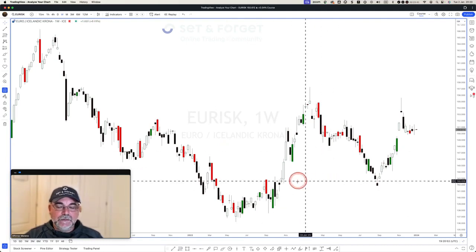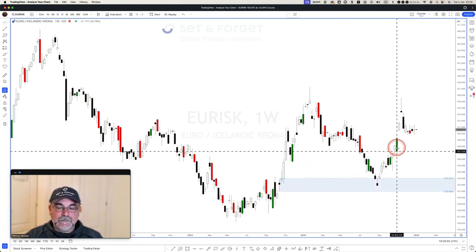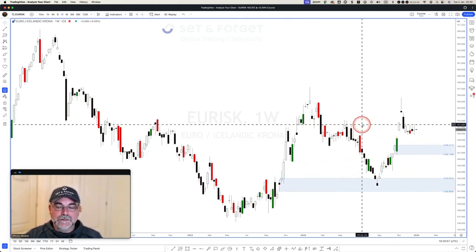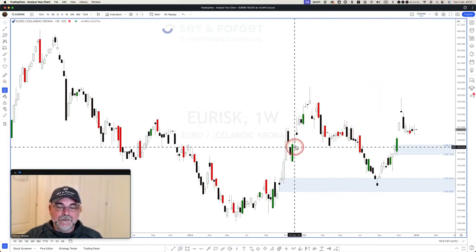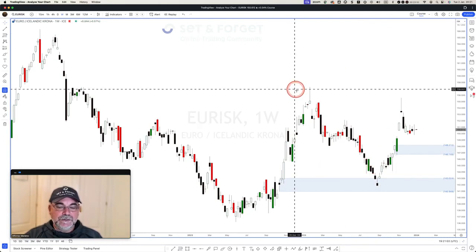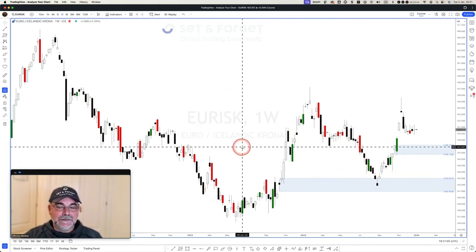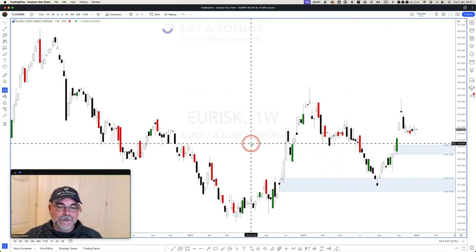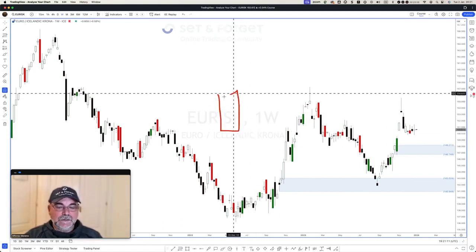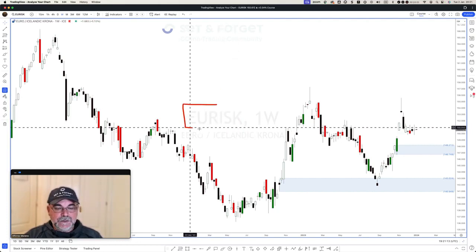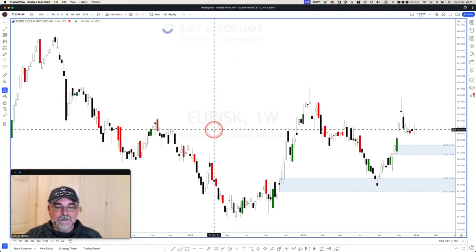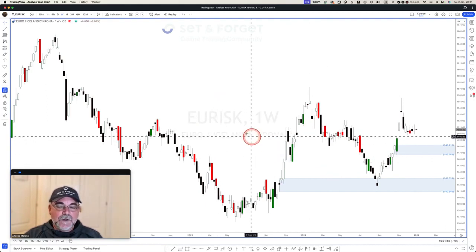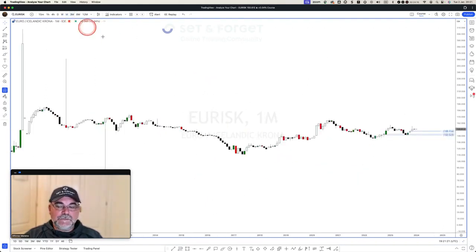So here we've got an imbalance on the weekly. Here we've got another imbalance on the weekly. So price is reacting super strongly, and that's great for those who are traveling to Iceland. Also, obviously, for bankers who are exchanging money, and for companies in the Eurozone, who are getting better value for the euros. So why is it rallying?